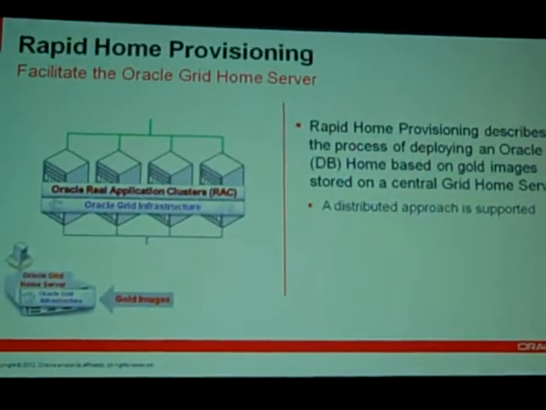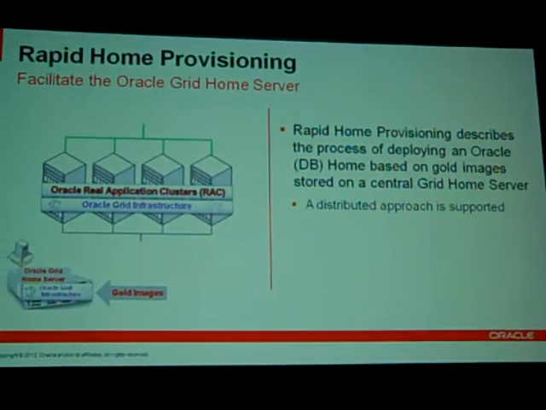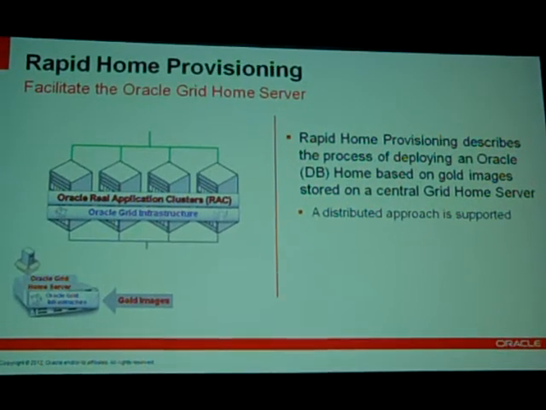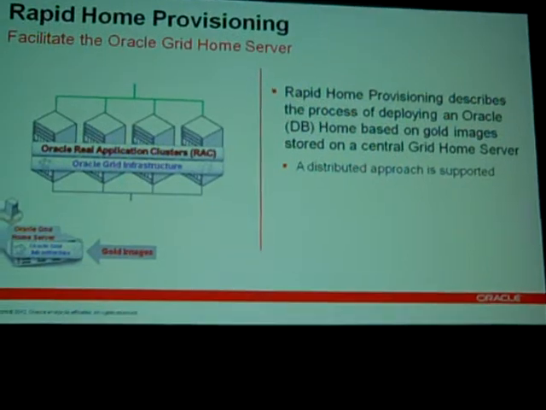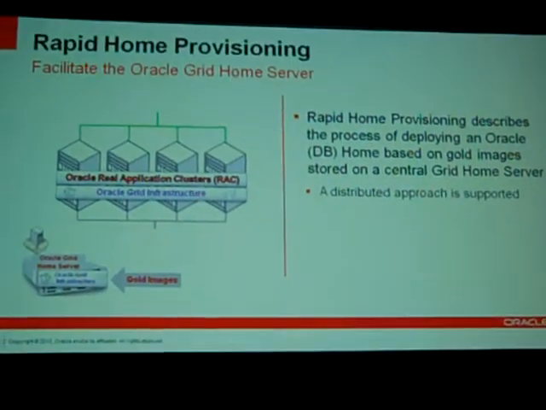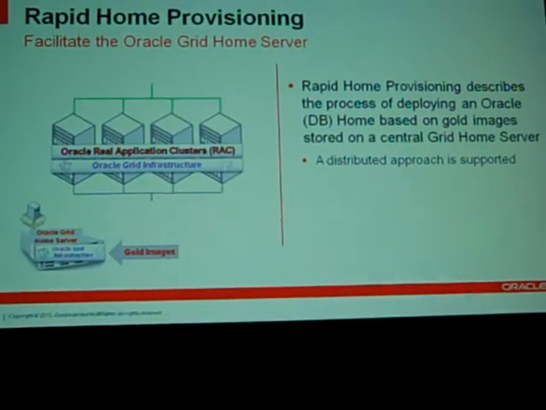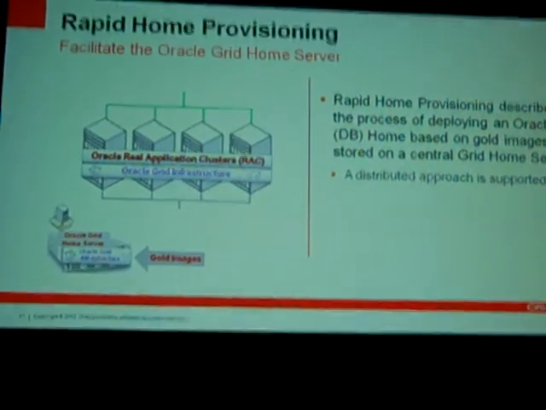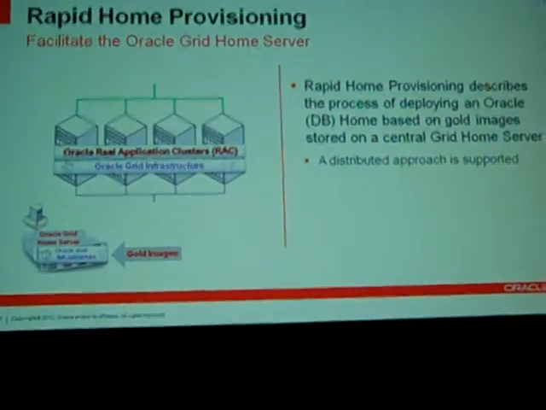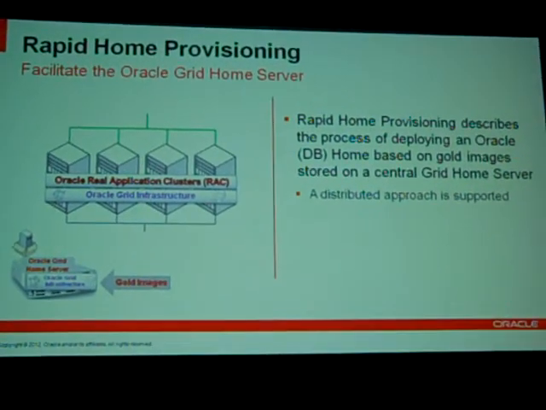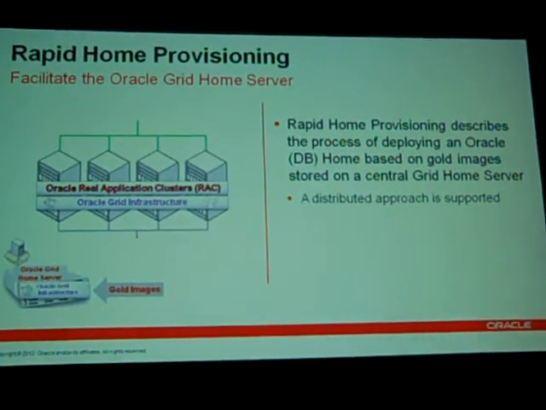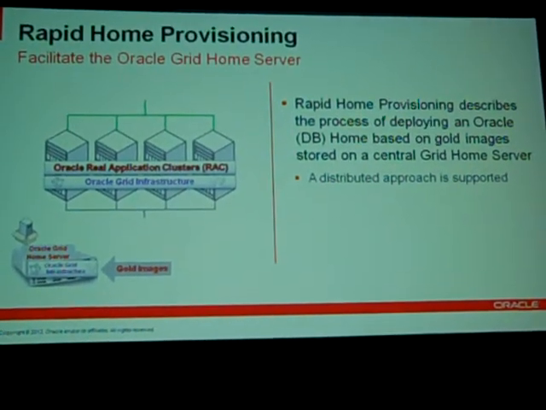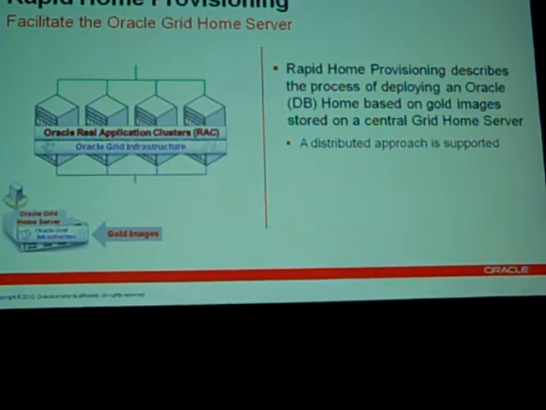The Oracle Grid Home Server enables what we call rapid home provisioning. Rapid home provisioning describes the process of deploying an Oracle DB home based on what we call gold images stored on a central Grid Home Server. We have a distributed approach, just so you would know, but we are focusing here on the centralized one. So you have a gold image in your Grid Home Server, which is another cluster, but it's somewhat dedicated. It's a smaller cluster, dedicated to operate as a Grid Home Server, it can do other things, but it's distinct, in my case, from the production cluster that you see on the top right.